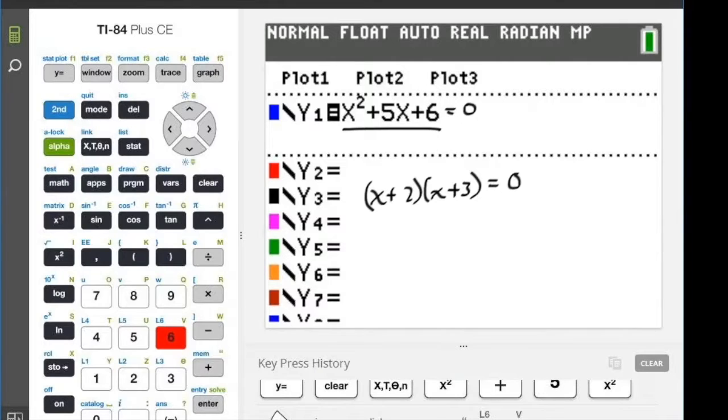Now, if you wanted to finish solving this, you take each of these factors and you set each of these factors equal to 0. So what are my two answers?